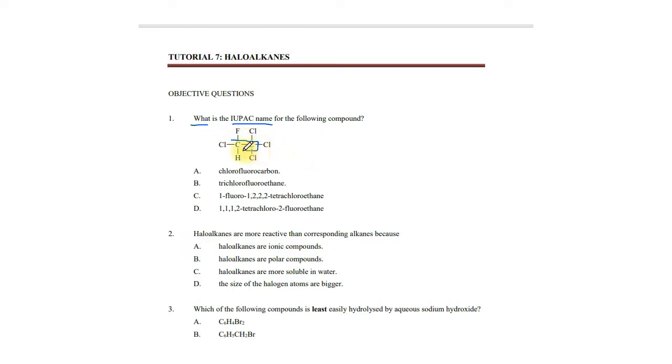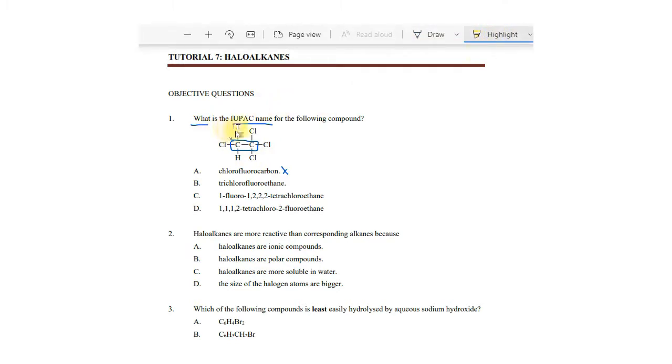There are two carbons, meaning it is ethane, so you can eliminate the answer which is not ethane. So A is wrong. And then check how many substituents there are. Using another color: substituent, substituent, substituent, substituent, substituent. You should check over here, right? There are a total of 4 chlorine. So this compound involves tetrachloro and 1 fluorine.